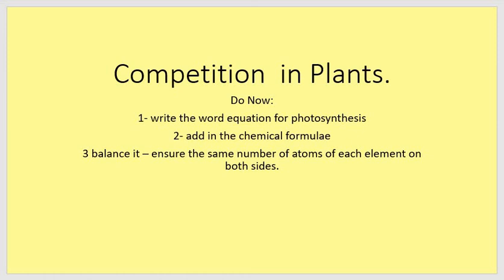What you're doing now is on this first slide here. It's got three parts. First of all, the word equation for photosynthesis, which you should already know. Secondly, the chemical formulas, and thirdly, balancing it. Remember, you can pause the video while you do this. You don't have to write quickly.